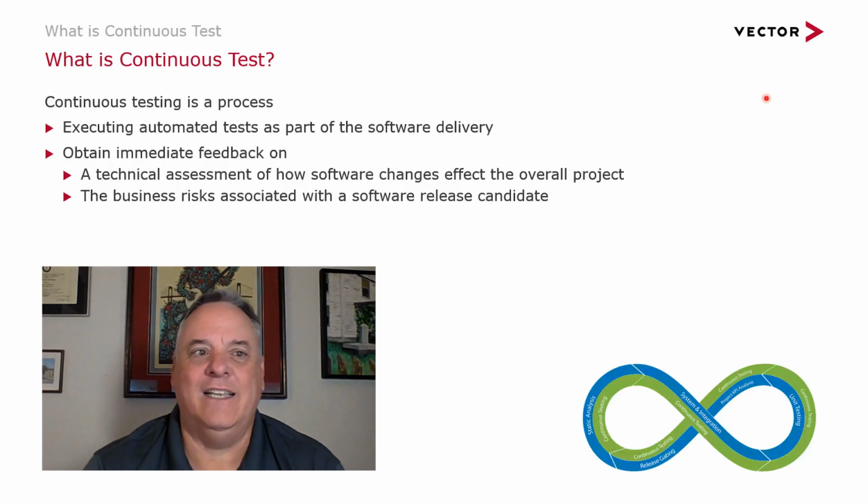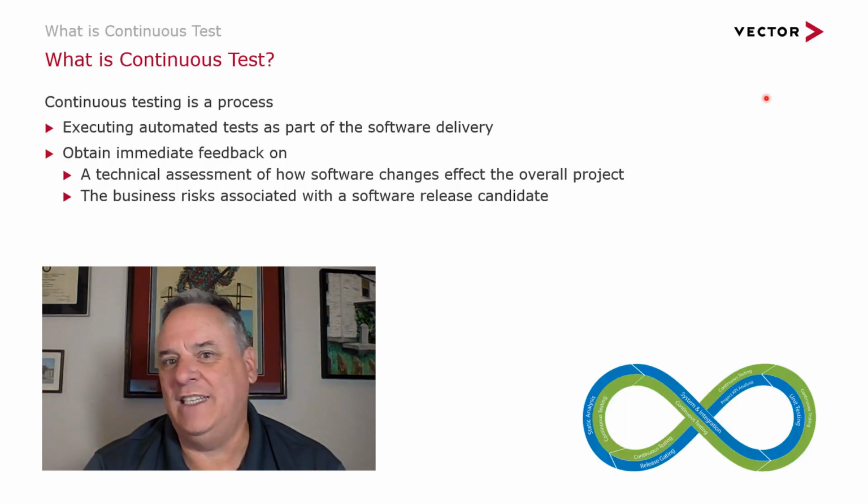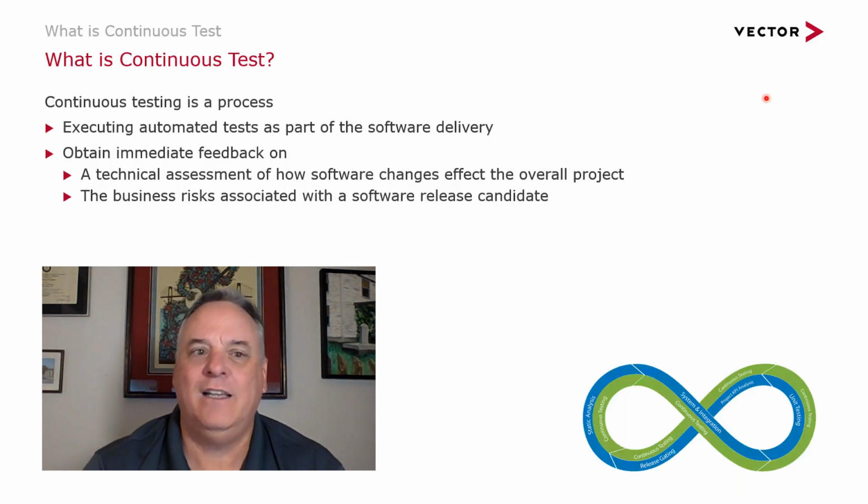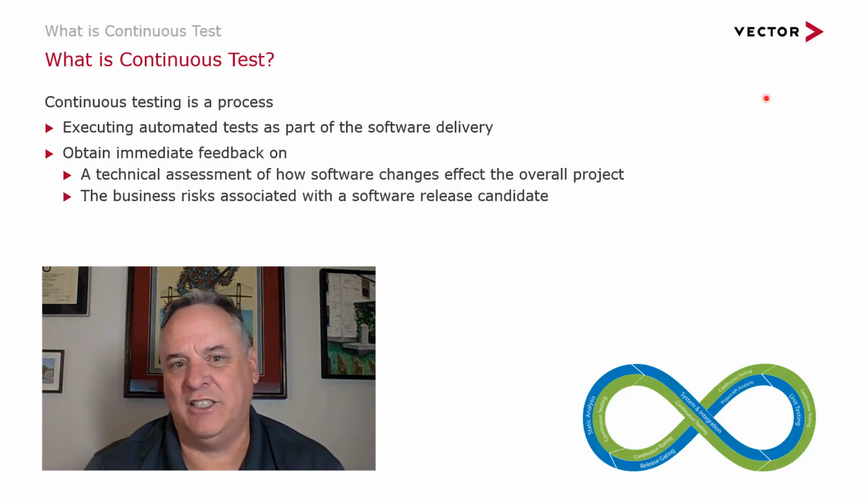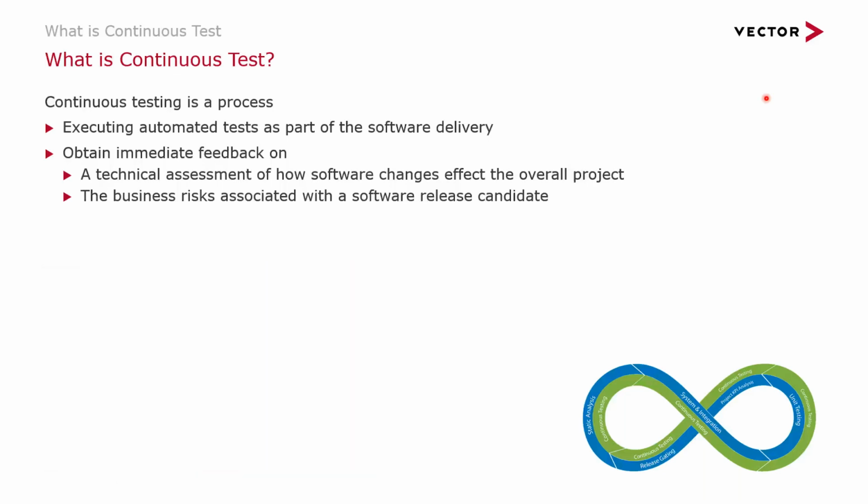Well, continuous test is a process where we're executing automated tests as part of a delivery process. The idea is to do that testing and obtain immediate feedback, so you can do technical assessment on how the software changes have affected the overall project, and possibly even get some business risk analysis done for each of these release candidates.